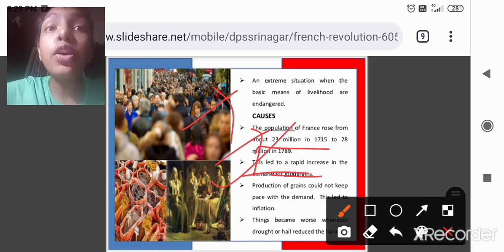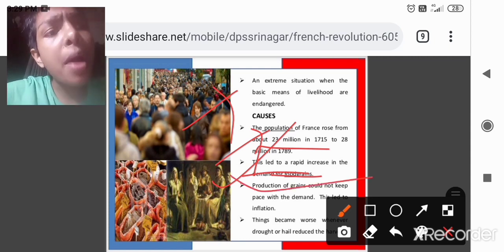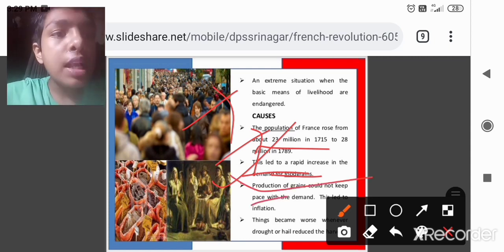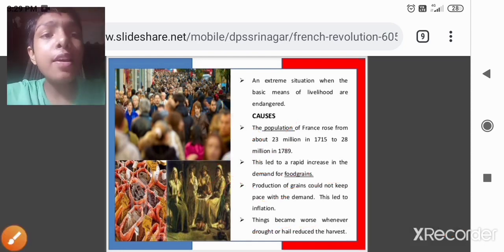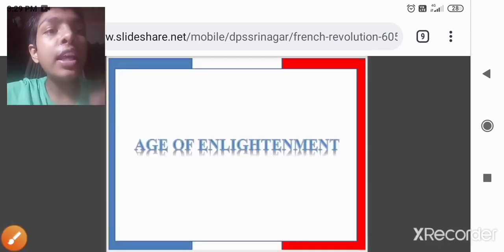अब ज़्यादा लोग थे, ज़्यादा खाना चाहिए था, लेकिन इतना लॉस हो चुका था फ्रांस को कि nothing was there. So production of grains could not keep pace with the demand. This led to inflation. Things became worse whenever drought or hail reduced the harvest. चीज़ें और worst होती गई. Now, age of enlightenment, we will be doing it later.